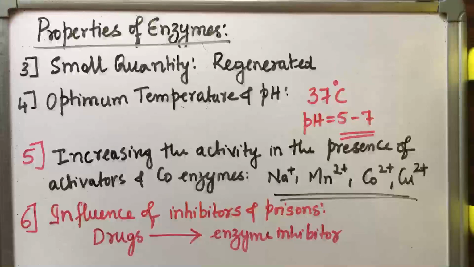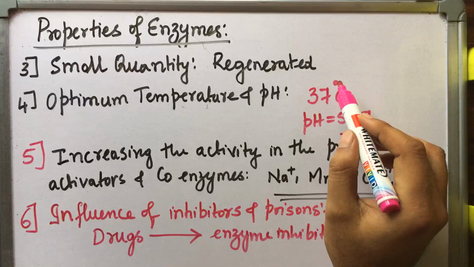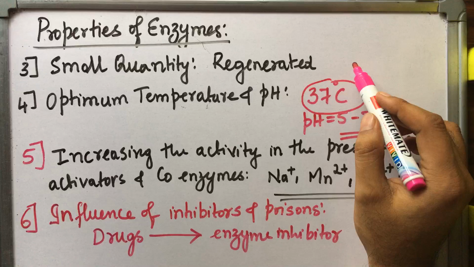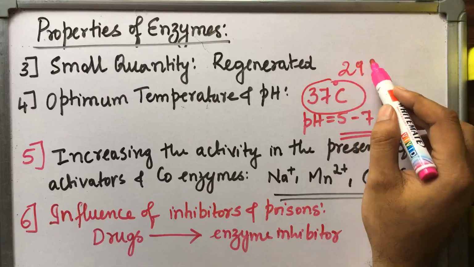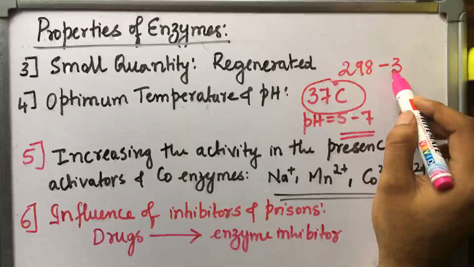Optimum temperature and pH. I told you what is optimum temperature and what is said to be optimum pH. Tell me, students, what is optimum temperature? The rate of an enzyme reaction becomes maximum at a definite temperature called optimum temperature. The optimum temperature range for an enzyme catalyst is between 298 to 310 Kelvin. So I wrote only one particular temperature. If I want to write the range of temperature, students, it should be from 298 Kelvin to 310 Kelvin.